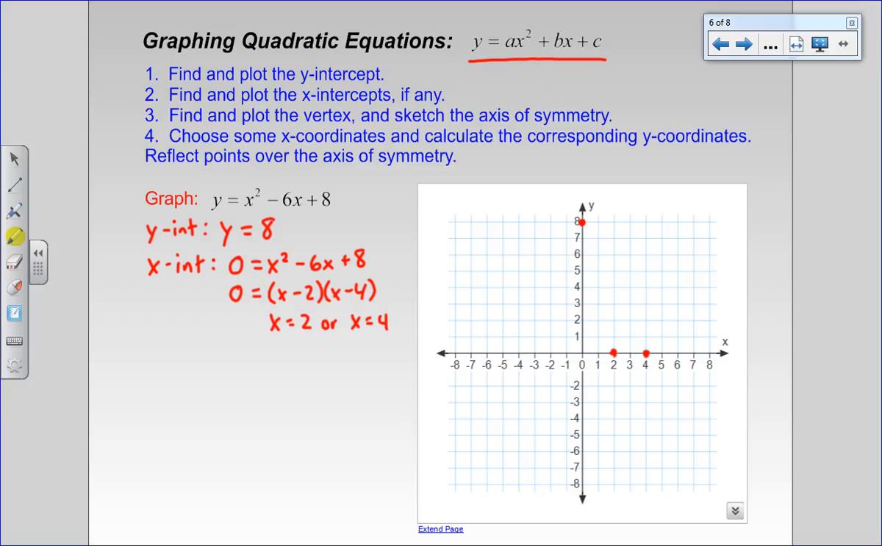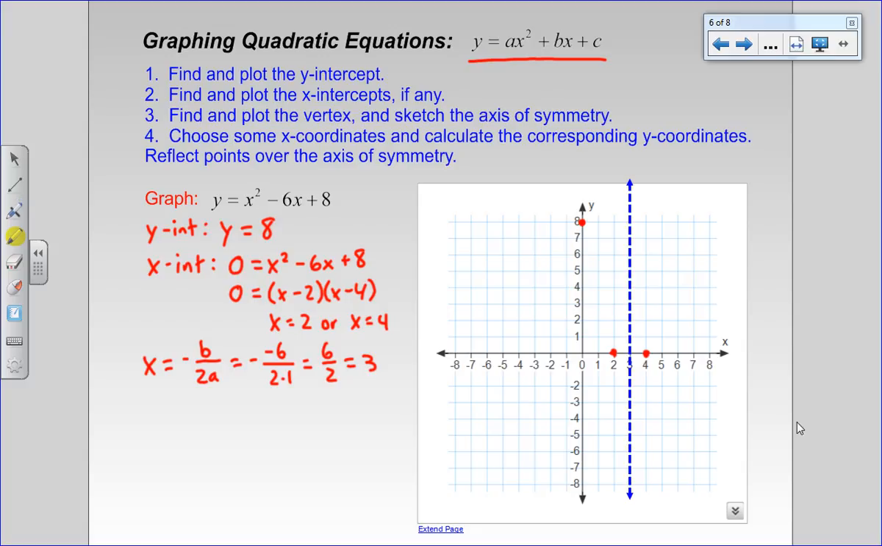Now let's identify the axis of symmetry for this parabola. Remember that it's given by the formula x equals negative b over 2a. And in our equation, we have b equals negative 6 and a equals 1. So we have negative 6 over 2 times 1, which is simply 6 divided by 2, or 3. So let's sketch the vertical line x equals 3 as our axis of symmetry. And as expected, we see that it falls exactly midway between the two x-intercepts that we found earlier.